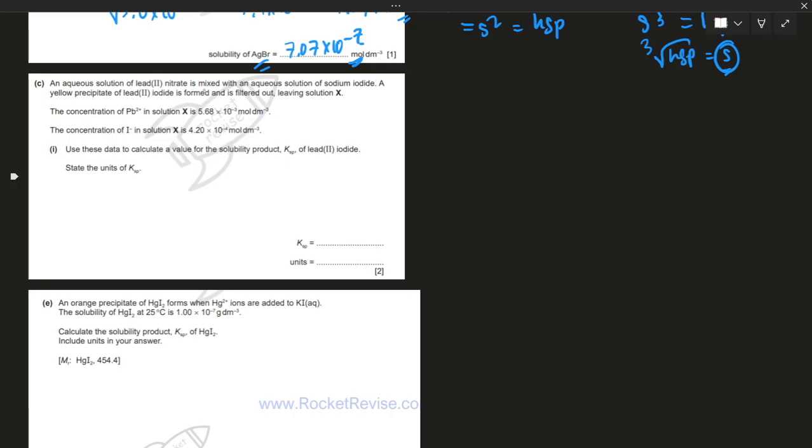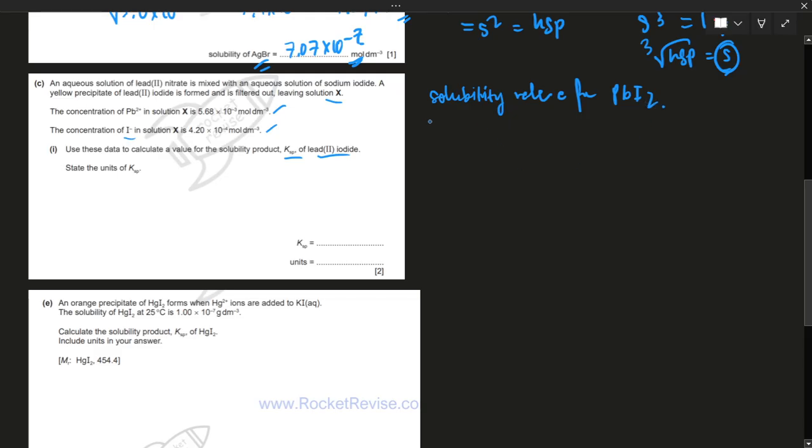An aqueous solution of lead nitrate is mixed with an aqueous solution of sodium iodide. A yellow precipitate of lead iodide is formed and filtered, leaving solution X. In solution X, there is a concentration of lead, which is this, and they also gave us the concentration of iodide in solution X, which is this. Use these data to calculate the value for the solubility product, KSP, of lead iodide. Now notice they didn't give us the solubility value for PbI2, right? They didn't give it to us.